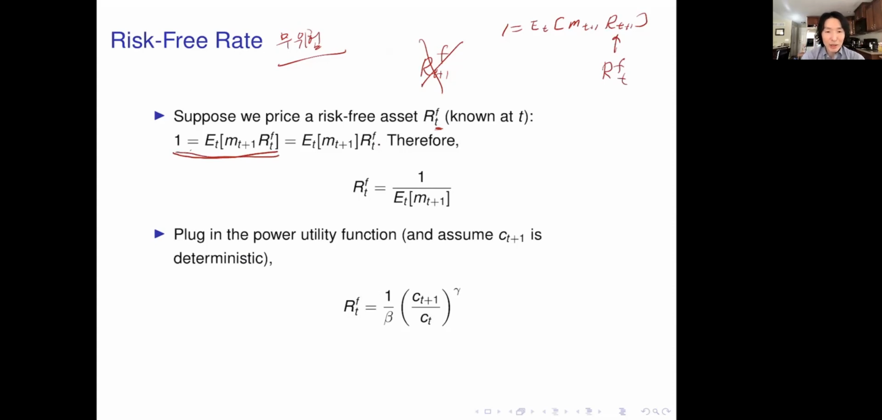And because risk-free rate is a constant, it can come out of the expectation operator. Why is the risk-free rate constant? Because it is known at information set T. Okay. So it can come out of the expectations operator, and therefore we get the following. In other words, in economy, risk-free rate is not a arbitrary number, but it is determined by the stochastic discount factor. And for the case of the power utility function, so what was the power utility function?